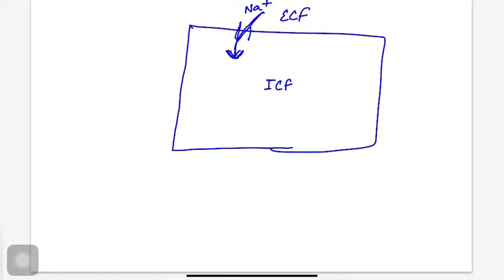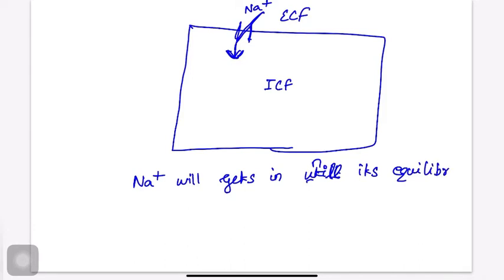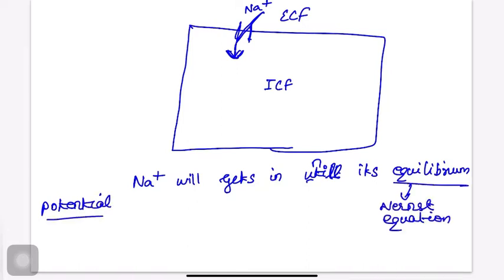The answer is that the sodium will get in until its equilibrium potential is reached. Do you remember, as we already mentioned, equilibrium potential, which is calculated by the Nernst equation? Every ion will move only until its equilibrium potential is reached.